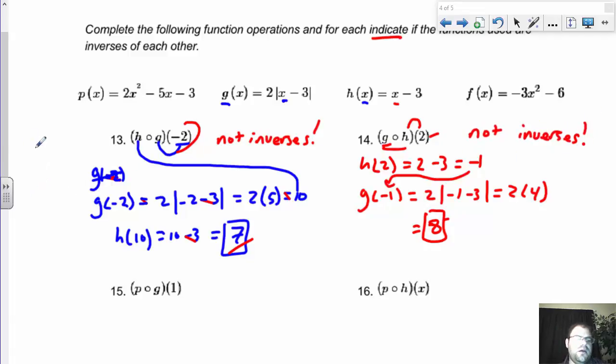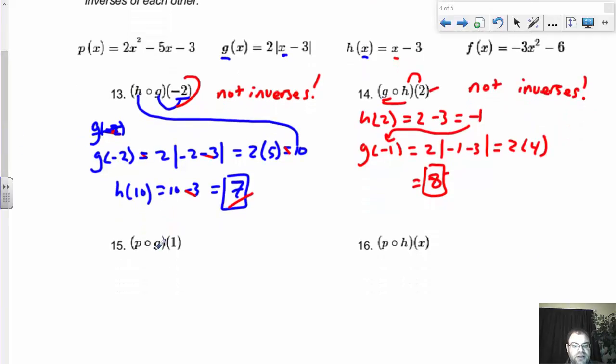Just to be consistent, let's keep going. We'll plug 1 into g, so g of 1 is 2 times 1 minus 3, the absolute value of 1 minus 3. That becomes -2, and then it becomes positive after you take the absolute value. So it'll be 2 times 2, which is 4.